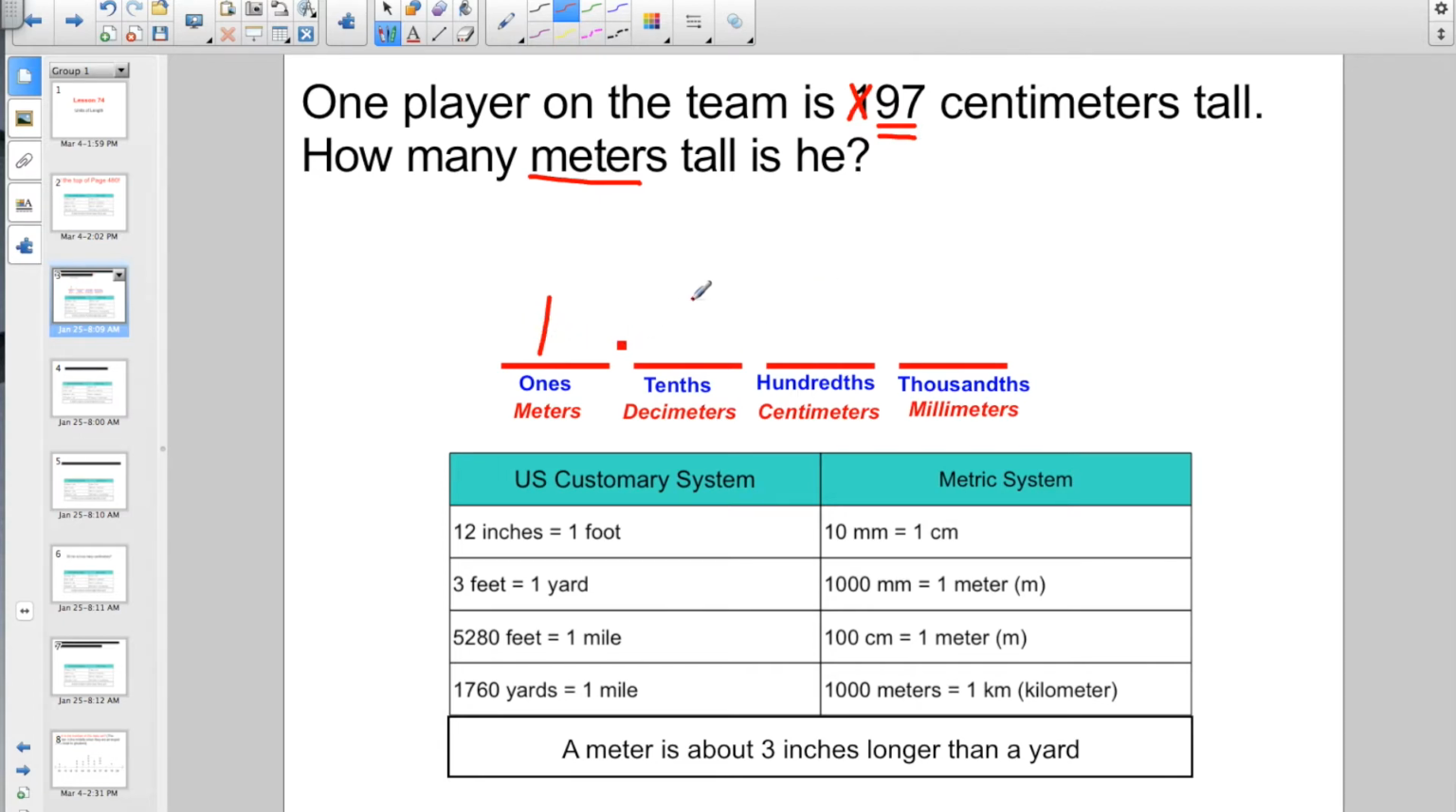1 and 9/10 and 7/100. 1 and 97 hundredths of a meter, because hundredths are centimeters. There are 100 years in a century, right? Or 100 cents in $1.